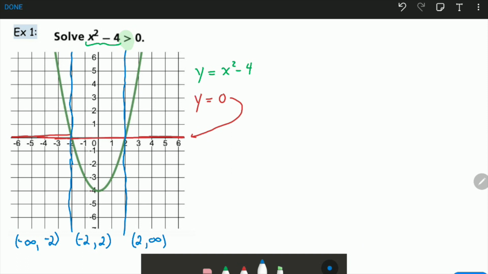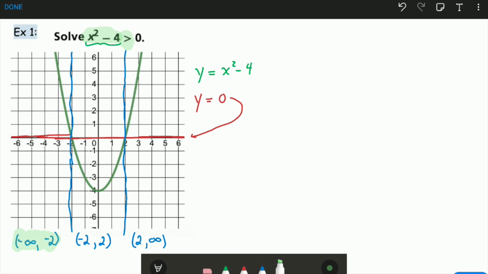Now to figure out which ones are the solutions, since we're looking for the ones where x squared minus 4 is greater than 0, that means x squared minus 4 has to be above 0. Whichever one is the greater than has to be on top. So if you look at the first section here, we have x squared minus 4 here and 0 here. x squared minus 4 is above it, so this first region is one of the solutions.